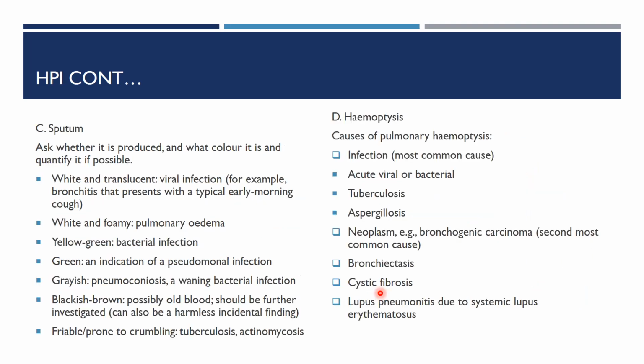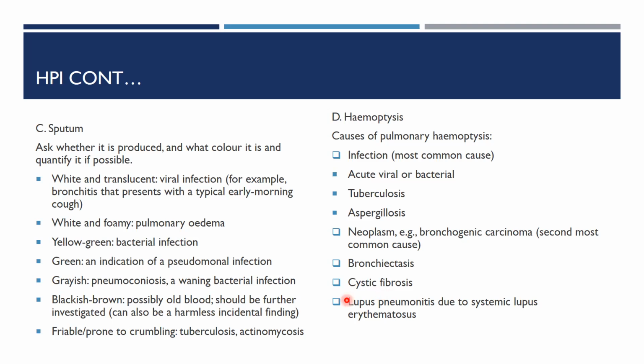Now, you ask whether any sputum is produced during the cough, what color it is, and quantify it if possible. This is where you ask the patient. There's usually a cup next to them, and you ask them, how much does this cup hold? You give them a definite measuring object, and they pick the level where it's at, and then it's up to you to verify the estimated or approximate amount.